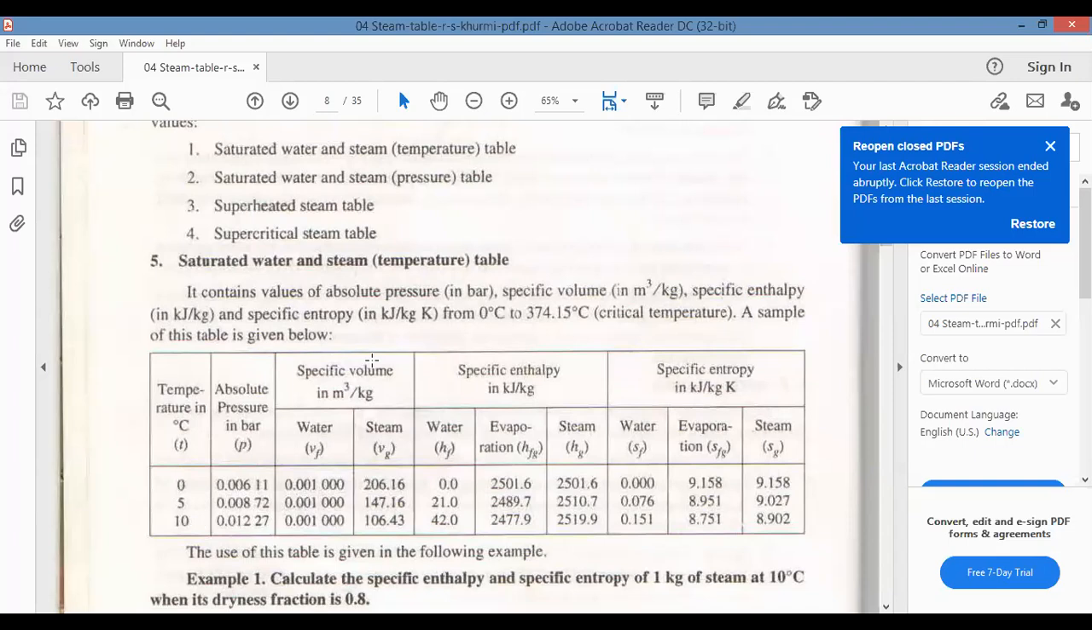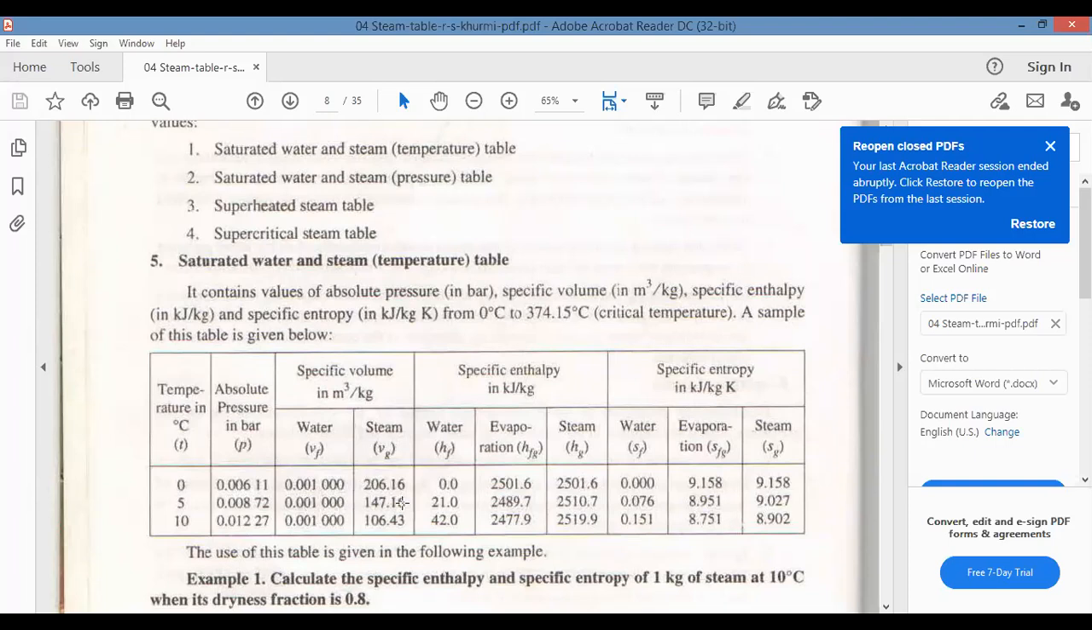The other properties which you find in the steam tables include the specific volume. A very interesting thing is seen in this table. Look at the specific volume of water at 10 degrees centigrade. The specific volume of water is 0.001, and the unit is meter cube per kg. So, vf: f, as I said, refers to the saturated liquid. So vf is the specific volume of saturated water. What is saturated water? Saturated water is the water which is about to boil. Vg, what is vg? Vg is the specific volume of dry saturated steam.